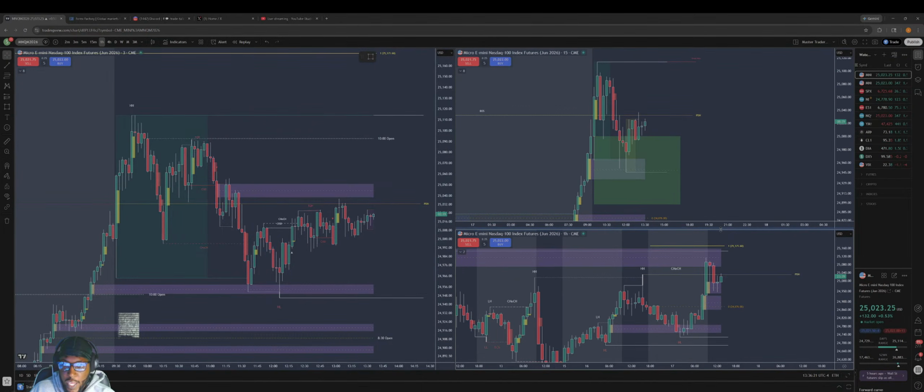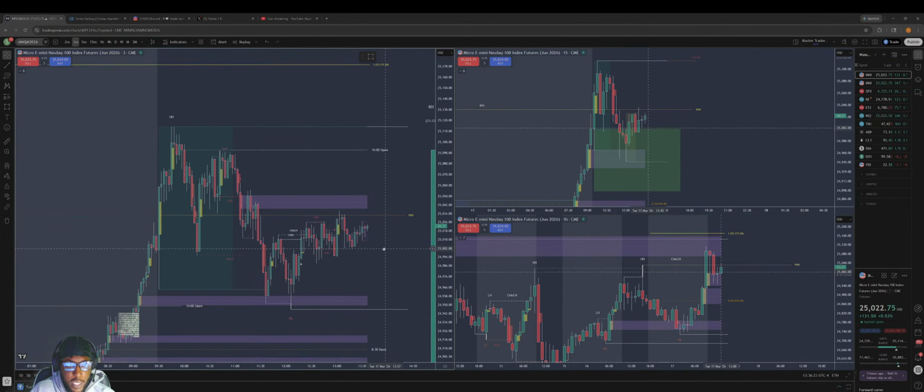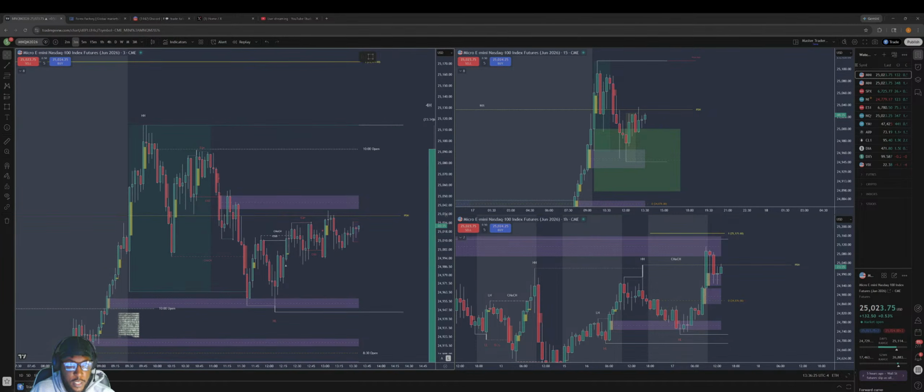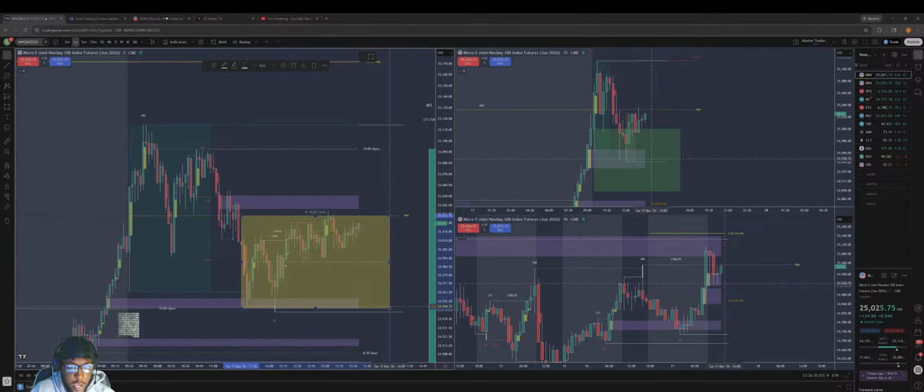So when we're looking at what we might be expecting out of this PM session, honestly, I'm not expecting much. Just because this sideways action right here, this is what's putting traders to sleep. You do not want to be in this sideways action, right? This is gonna put you to sleep.